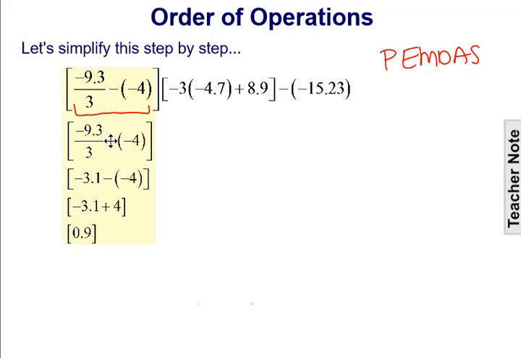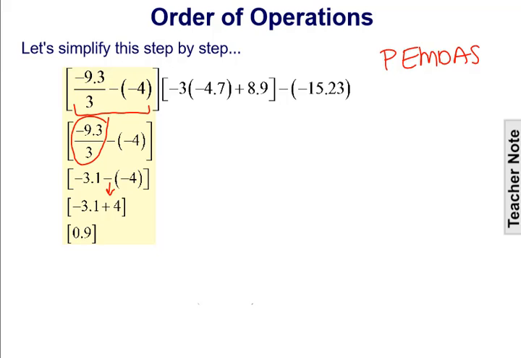So we would do negative 9.3 divided by 3 minus negative 4. So then we're going to do the division first. We're going to do negative 9.3 divided by 3, which gives us negative 3.1. And then we're going to do that subtraction, which we're actually changing, minus a negative, we're changing it to a plus. And if we do that addition of negative 3.1 plus 4, we end up with 0.9. So that first P, that first grouping, is going to give us 0.9.